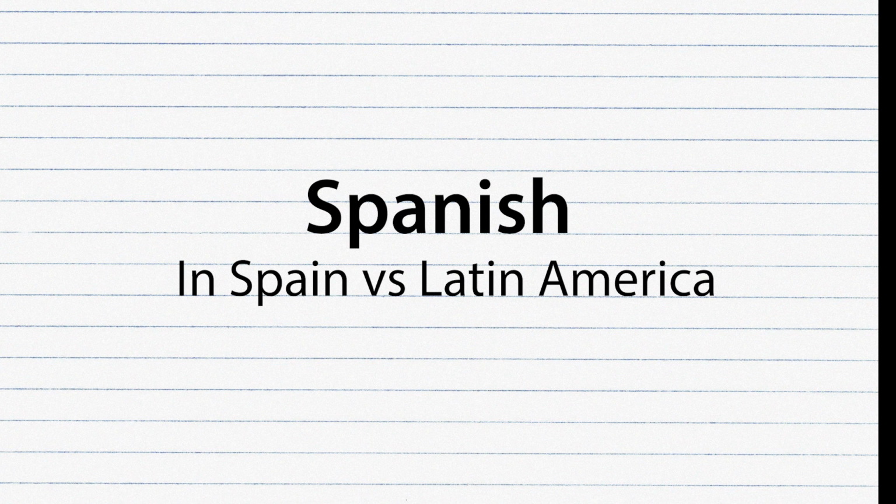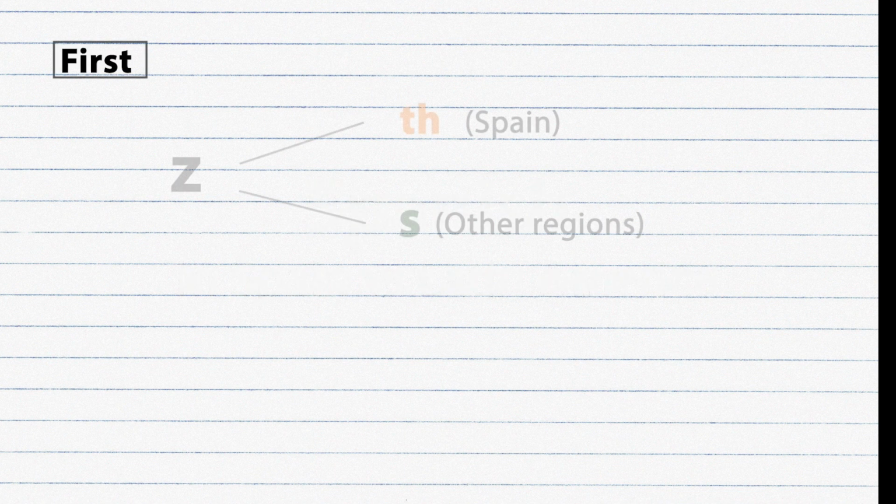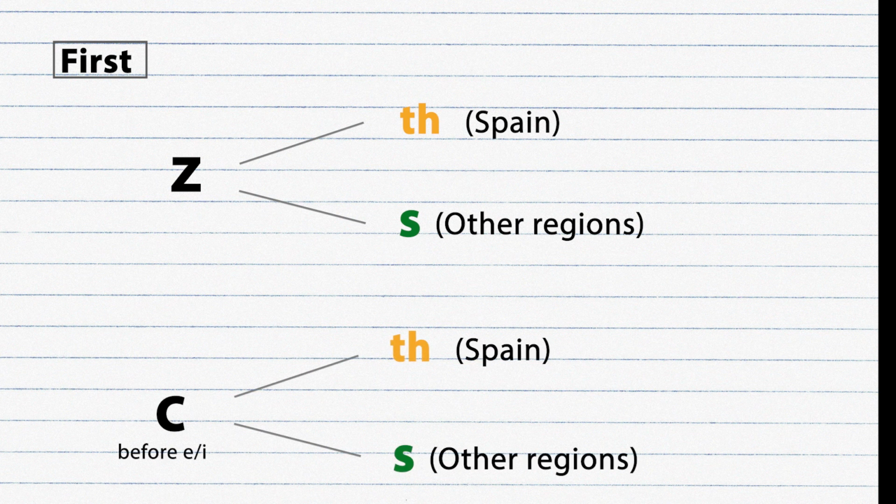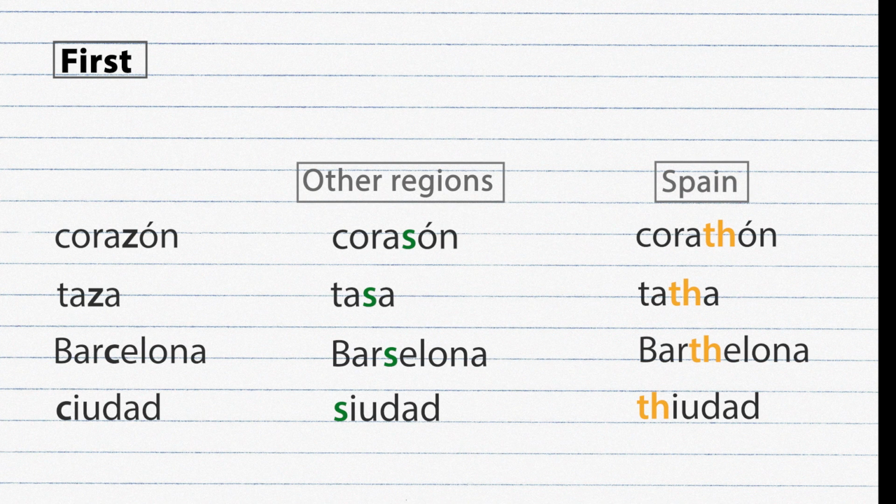There are two main differences between Spanish in Spain and the Spanish in Latin America. First, in Spain, the letter Z is pronounced as TH, as in the English word thing, but in all other regions it is pronounced as S. In Spain, the letter C before E or I is also pronounced as TH, but in all other regions it is pronounced as S. For example, corazón, taza, Barcelona, ciudad.